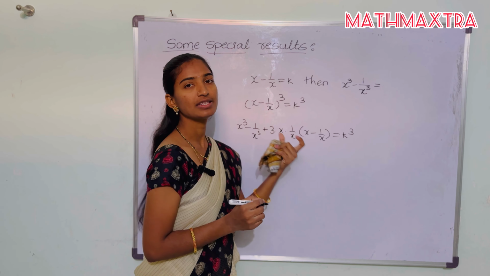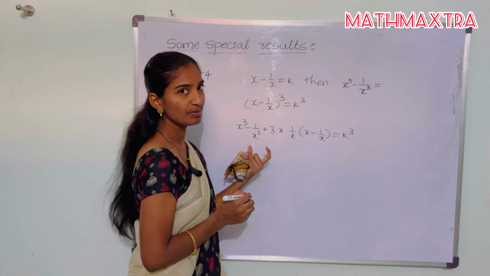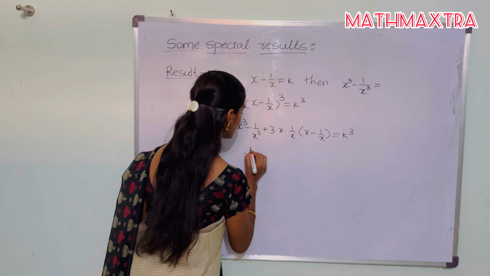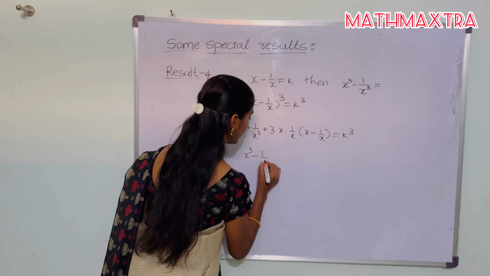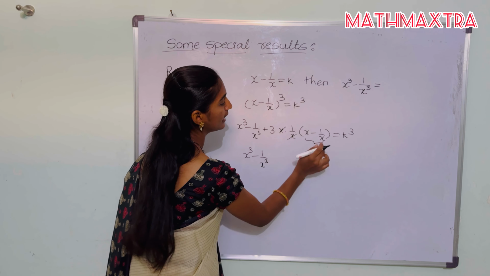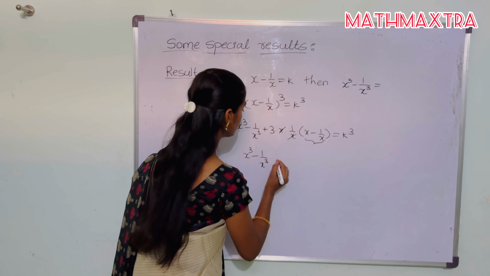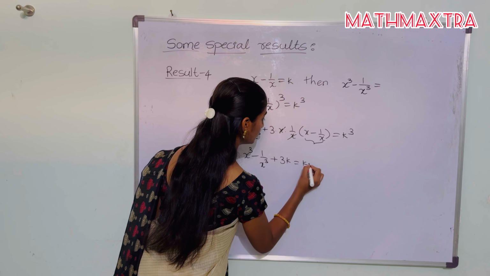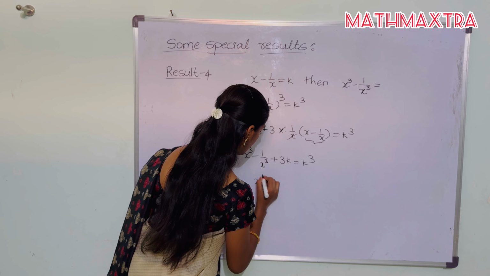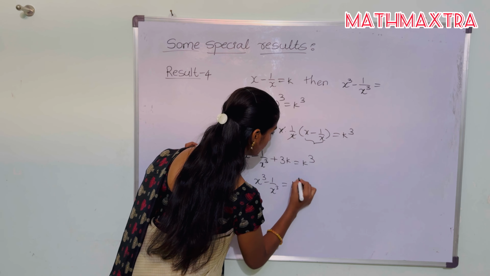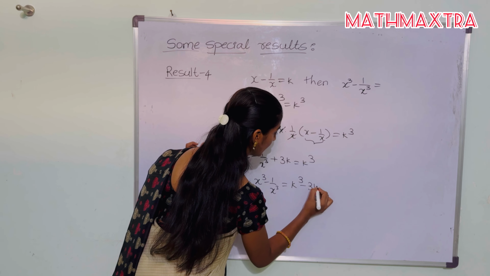a cube plus 3ab into a minus b cube. And if you simplify this, x cube minus 1 by x cube, x gets cancelled, and we can replace this k in place of x minus 1 by x, which is simply 3k is equal to k cube. So x cube minus 1 by x cube is equal to k cube minus 3k.